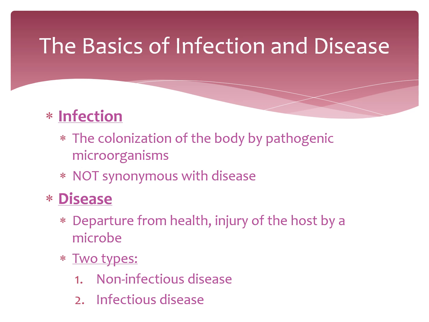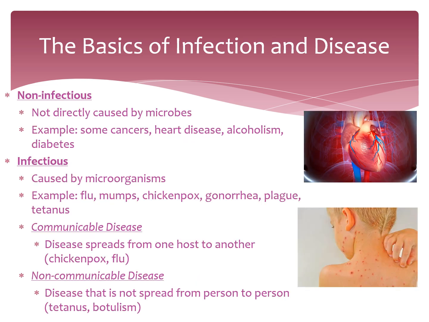There are two types of disease that we need to talk about: non-infectious disease and infectious disease. Now, let's talk about those. A non-infectious disease is not directly caused by microbes. An example are some cancers, heart disease, alcoholism, diabetes. An example that has been changed is ulcers. Initially, that was thought to be a non-infectious disease, but now we know that that is actually caused with a relationship with microbes. So again, non-infectious means that it is not caused by microbes, whereas an infectious disease is caused by a microorganism, like the flu or mumps or chickenpox or gonorrhea or the plague or tetanus.